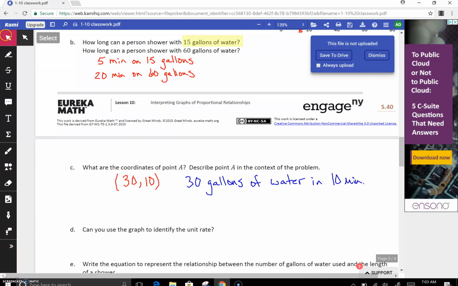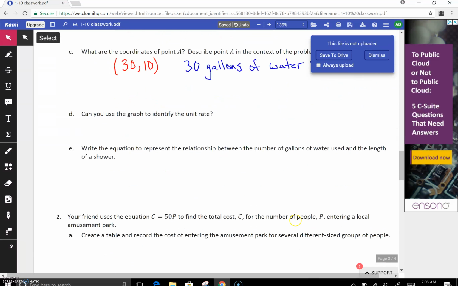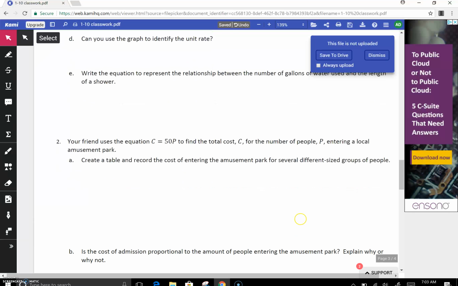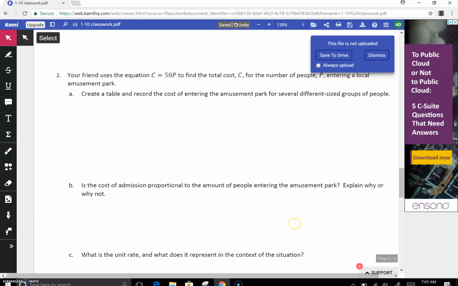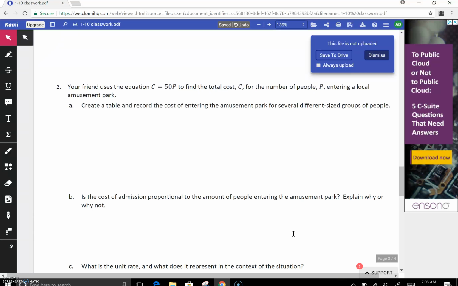You're going to end up answering the rest of these questions, and you're going to call me over when you have it all done. The most challenging part is going to be part 2 here, number 2, where it says your friend uses the equation C equals 50 times P to find the total cost, C, so C stands for cost, for the number of people, P, entering a local amusement park.